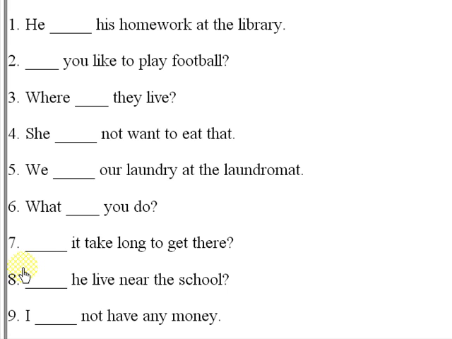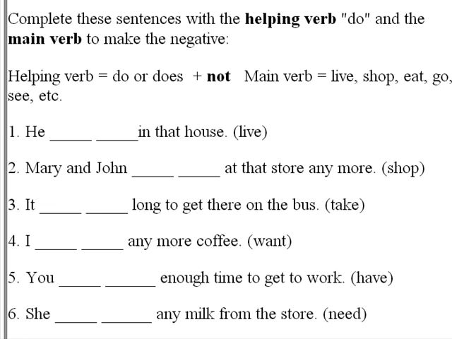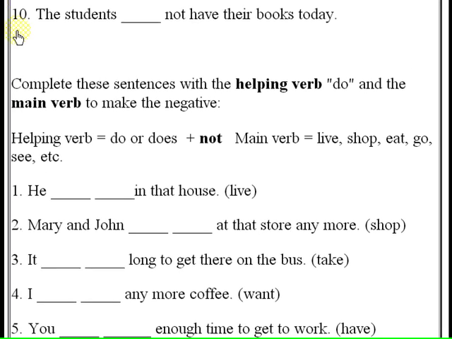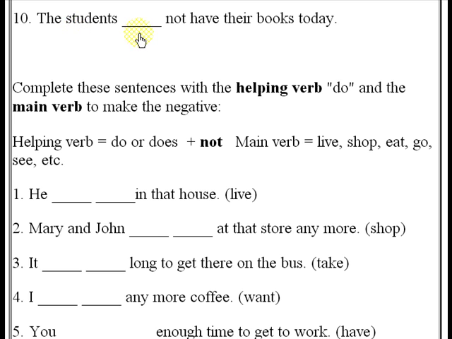Number 7, does it, remember it's it, does it take long to get there? Number 8, does he live near the school? Number 9, I do not have any money. That's the negative form. Number 10, the students do not have their books today.